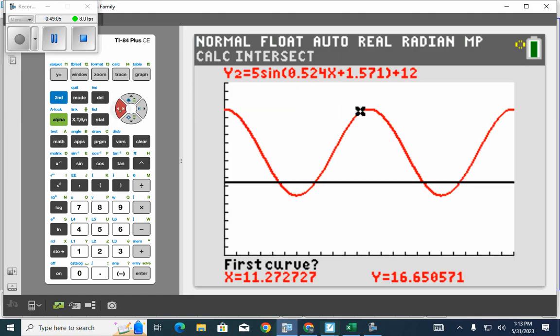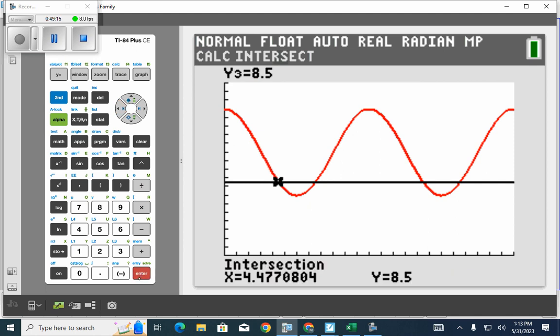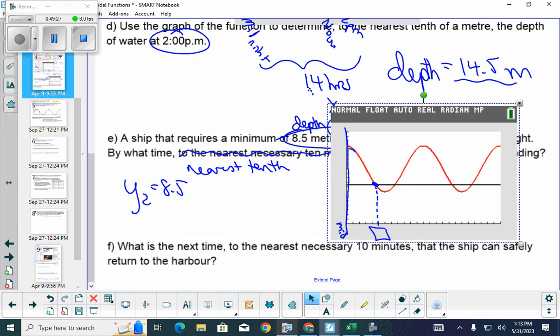So I'm just going to scroll over to it. This is the worst part. Okay. Hit enter 3 times. So it's got to be out of there 4.5 hours after midnight. So about 4:30 a.m., give or take. Okay. So 4.5 hours.